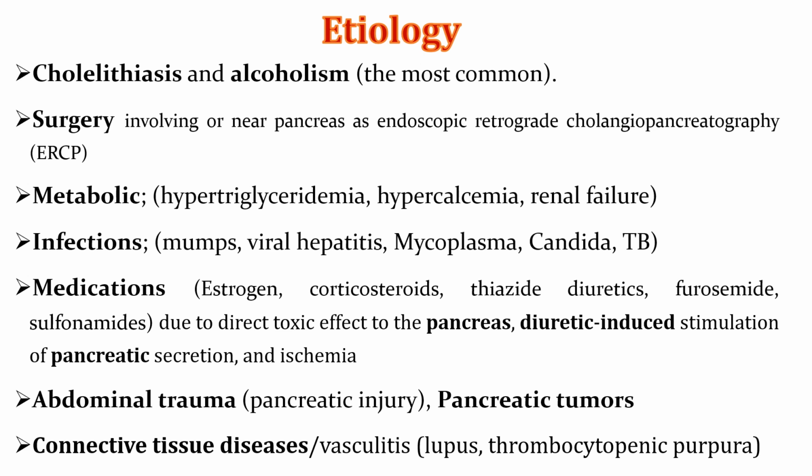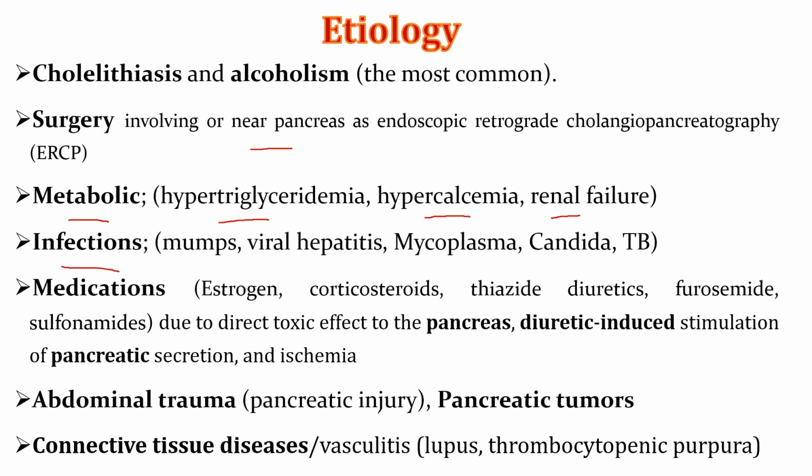Regarding the causes of acute pancreatitis, biliary causes such as cholelithiasis or cholecystitis, as well as alcoholism, are the most common causes. Also, surgery involving the pancreas itself or near the pancreas, such as endoscopic retrograde cholangiopancreatography, ERCP. Also, metabolic causes such as hypertriglyceridemia, hypercalcemia, as well as renal failure.